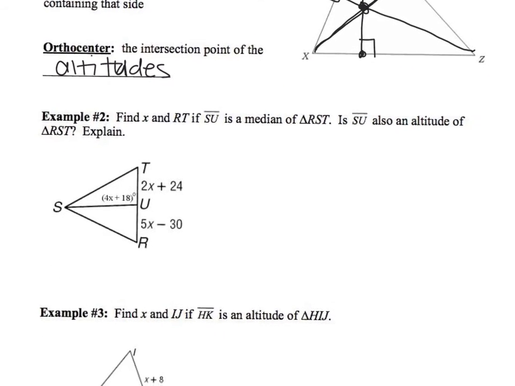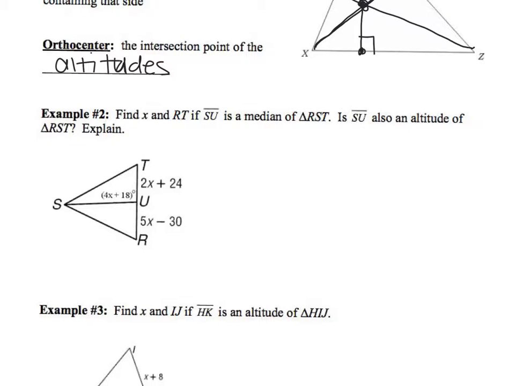So in our second example, we want to find x and the length of RT if SU is a median of our triangle RST. And then we want to know if SU is also an altitude of our triangle. So let's first start with finding x. Since SU is a median, it means that TU and RU have the same length, which I'm going to use to solve for x.